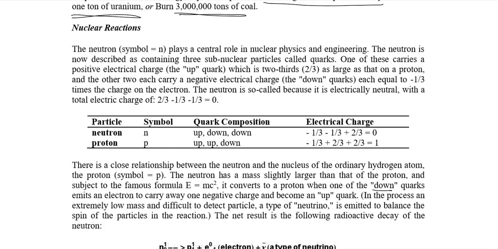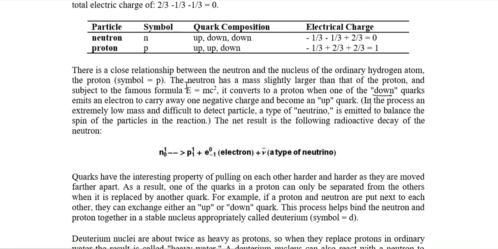In this process, a neutrino is released, which has extremely low mass and is difficult to detect. The net result is a radioactive decay, where a neutron is converted to a proton by releasing a particle which we call a neutrino. But the process is not as simple as it looks.